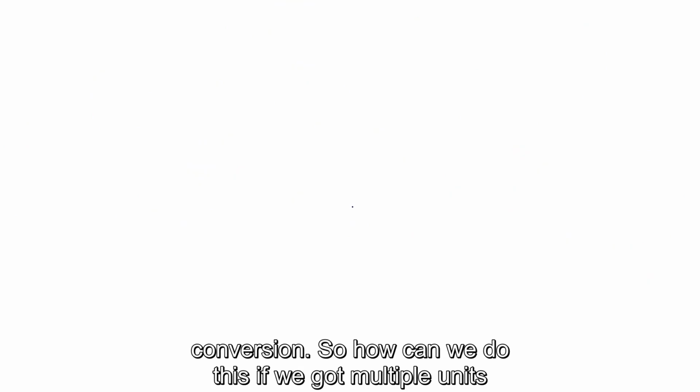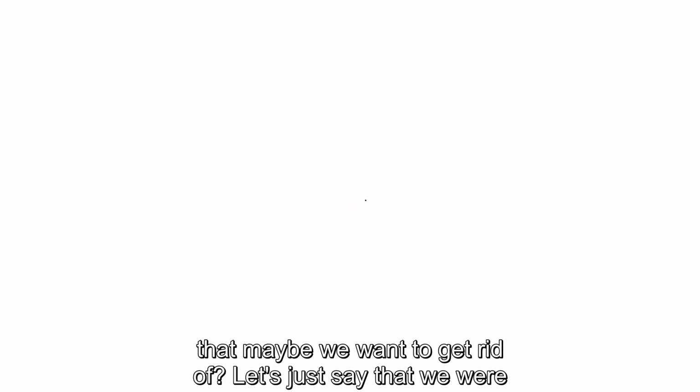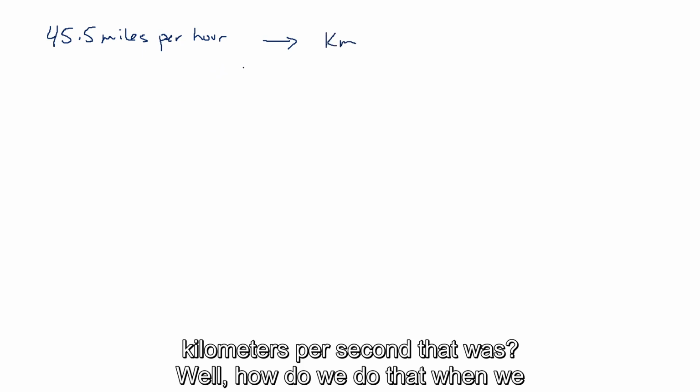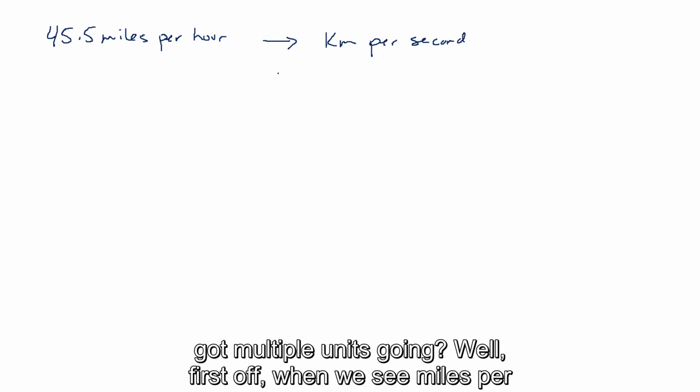So how can we do this if we got multiple units that maybe we want to get rid of? Let's just say that we were driving 45.5 miles per hour, and we want to know maybe how many kilometers per second that was. Well, how do we do that when we got multiple units going?